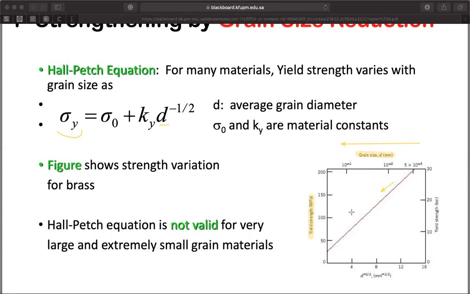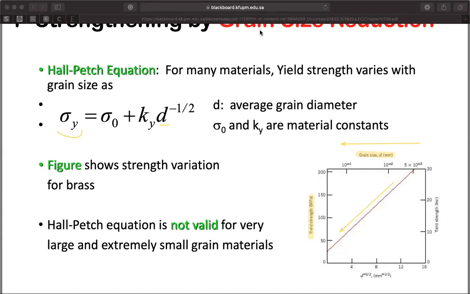It will decrease, right? So if you increase the diameter of the grain, what's going to happen to the yield strength? It will decrease. It's going to be easier to plastically deform.